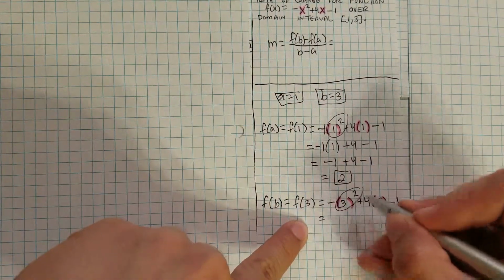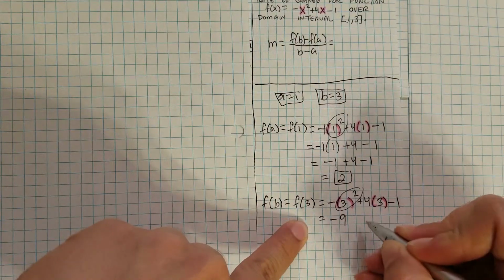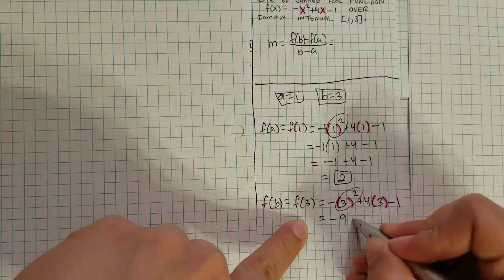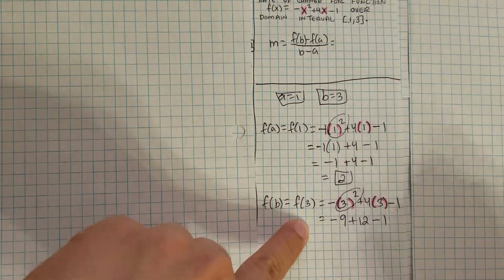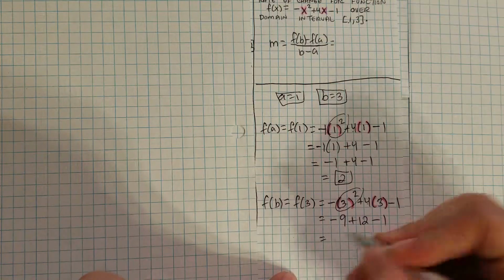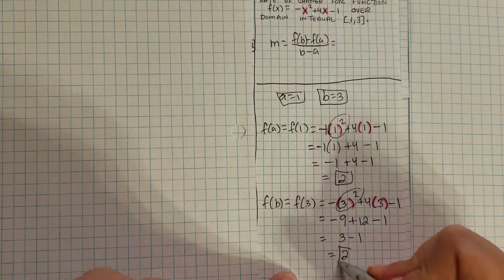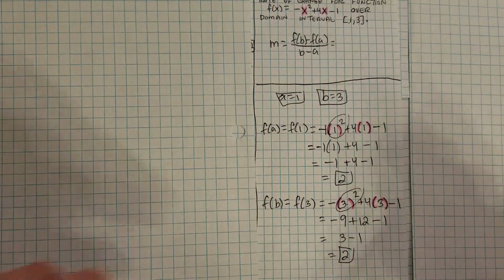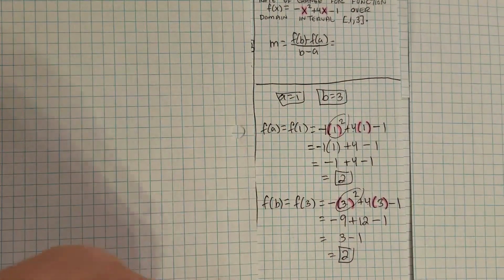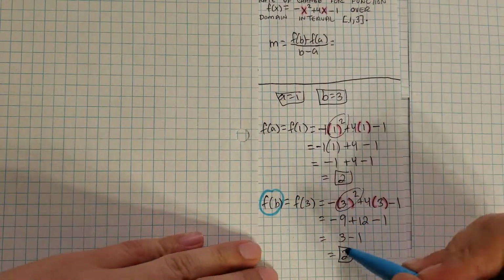Again, we got to square it first, and then put the negative in the front. So 3 squared is 9, so that's going to give me negative 9, plus 4 times 3 is 12, minus 1. Remember your order of operations. First you square, then you multiply. So this is going to give me 3. 3 minus 1 would give me a total of 2. So there we go. F of b and f of a happen to be the same thing. In this case, f of b happens to be 2.